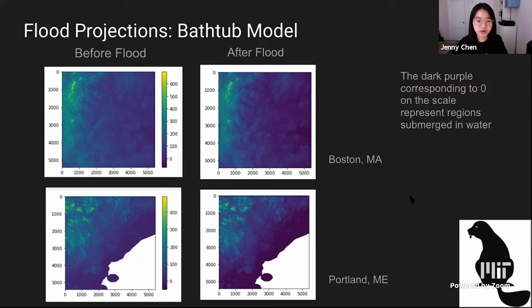Since Boston and Portland are both within the hurricane force wind region, storm surge will be about 5 to 6 meters. And for the bathtub models, we illustrated what the cities will look like when the seawater rises 6 meters.